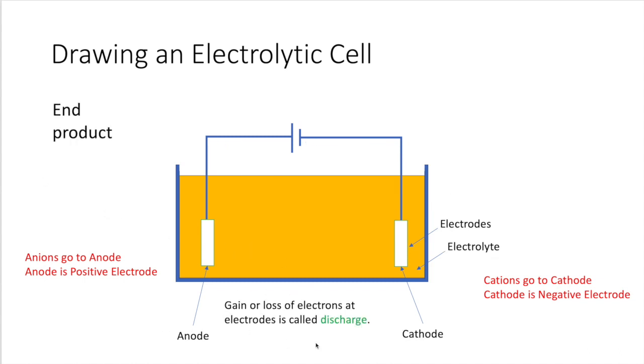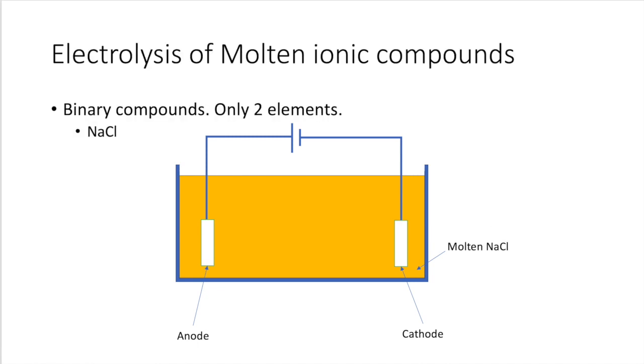Looking at this example, the electrolysis of molten ionic compounds, the examples you only need to know are binary compounds. A binary compound is a compound that contains two elements, sodium chloride being an example because it only contains sodium and chloride. So what happens when molten sodium chloride is electrolyzed?